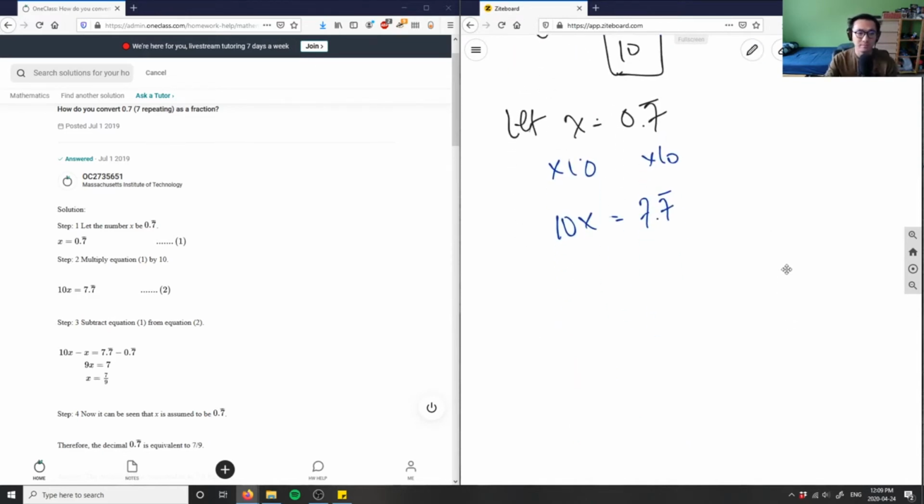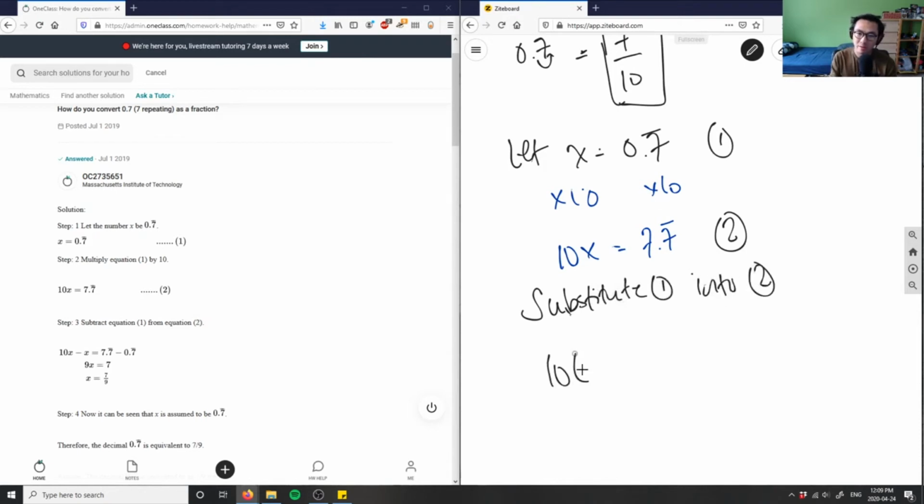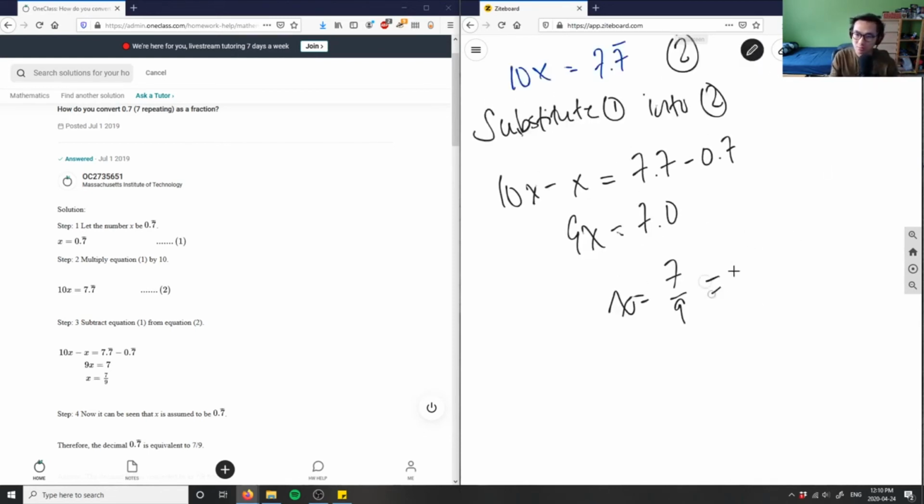And then basically what they're doing now is they're kind of doing a substitution here, right? So they're saying this here is equation 1, this here is equation 2. I'm going to substitute 1 into 2. So they wrote substitute 1 into 2. So therefore you have 10x minus x equals 7.7 minus 0.7 here. So that's what they're doing when we substitute those things. And then this is simply just 9x equals 7.0, which means x would be 7 over 9. X equals 7 over 9. So this here is equivalent to 0.7 bar.